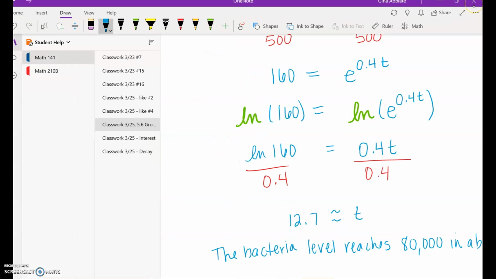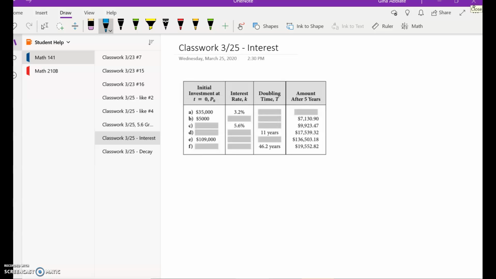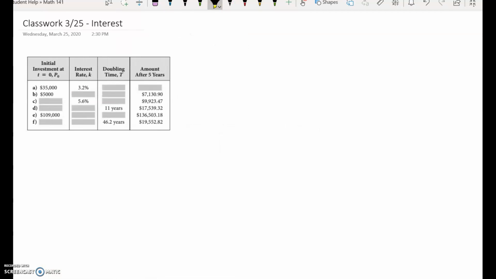Okay. For our next example, I'm going to do one that's right off of your homework. I'm going to do letter F right here, the very last one from your classwork assignment. We know that it takes 46.2 years for however much money we invested to double. And we know that after 5 years from however much we invested, we're having 19,500 and some dollars.